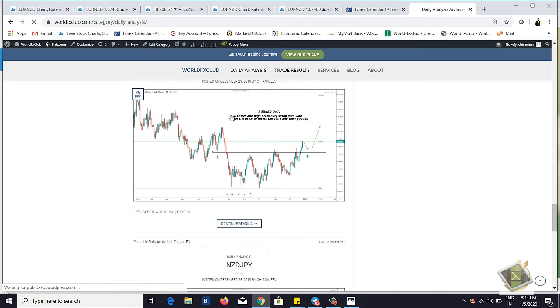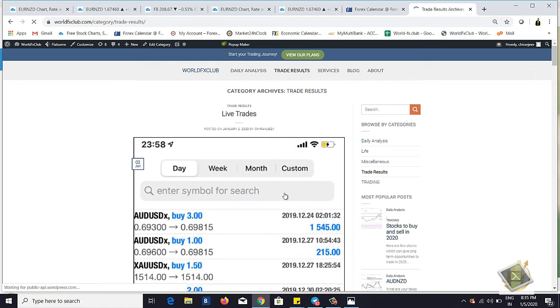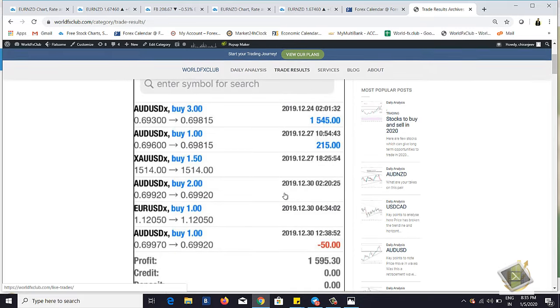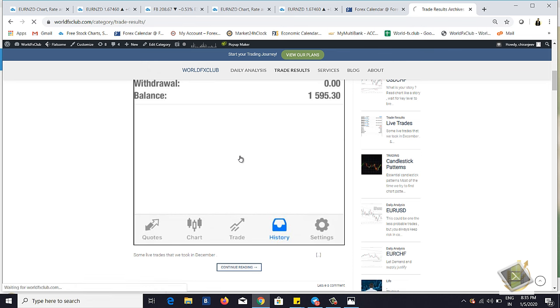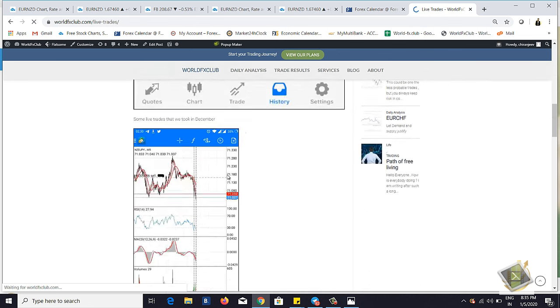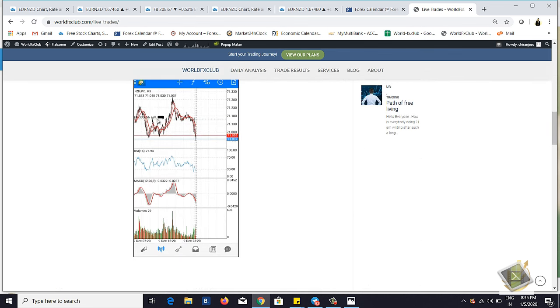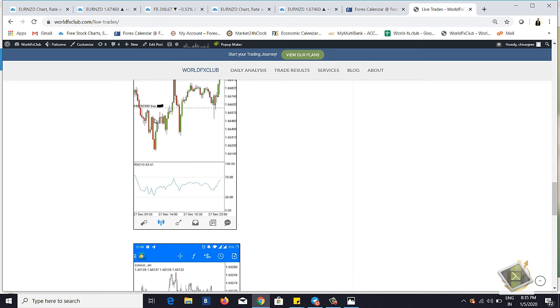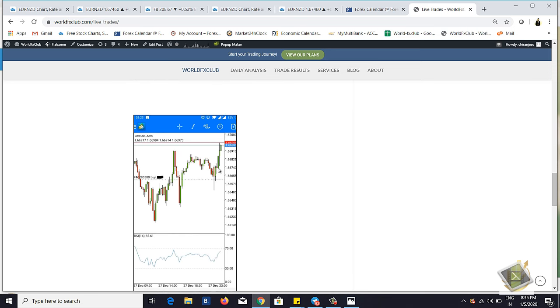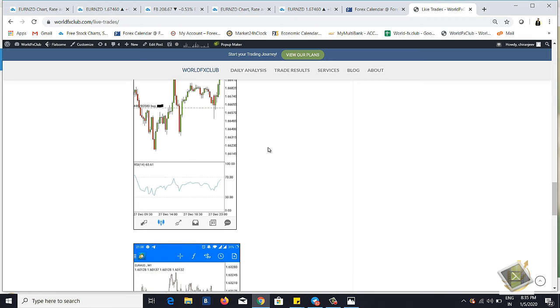Then I have one more column of trade results, where generally I do not want to do this, but sometimes clients want to see how I am performing, so I've attached some screenshots from the live account, some trades that I took. So I've sold here, price moved down. I bought here, price moved up. It is about to touch the take profit level. Sold, bought here, and price moved up. So just a few trades that I took.